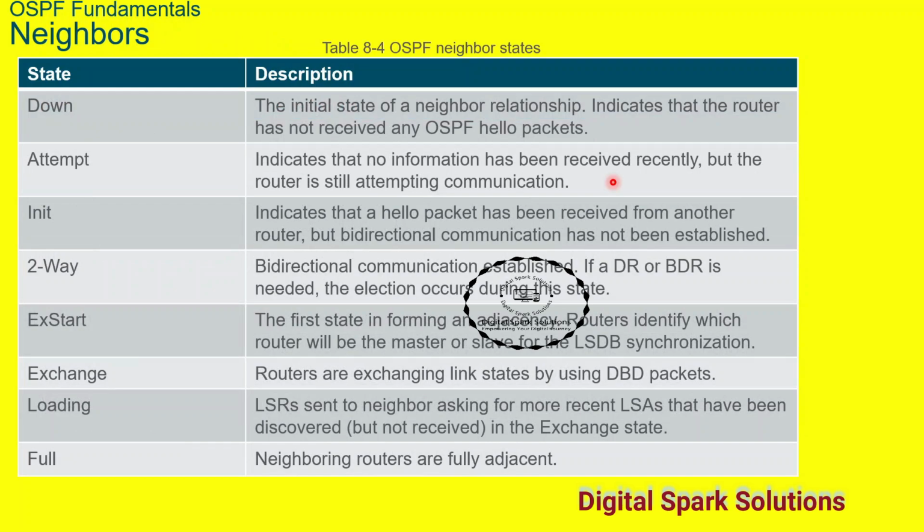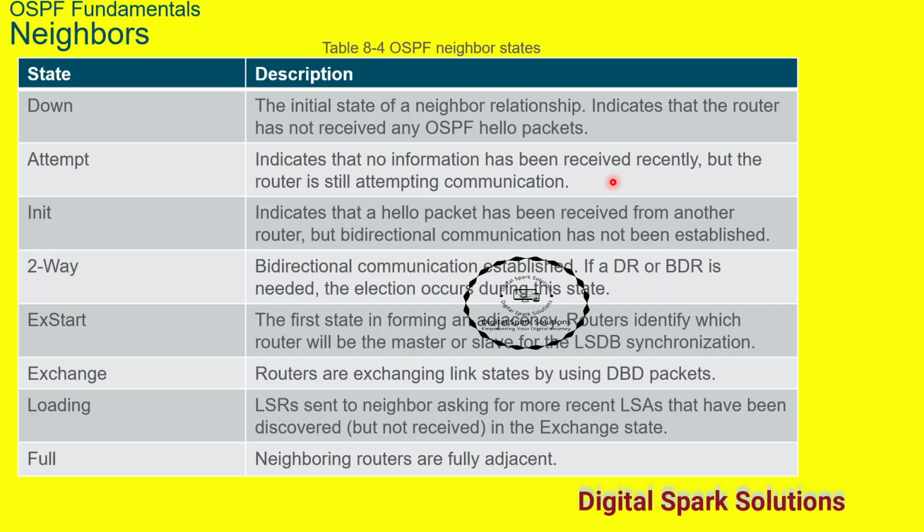Then we observe there are a few states before OSPF is fully operational. We have down state, attempt state, init state, two-way state, exstart, exchange, loading, and finally full state. Down is the initial state of the neighbor relationship. It indicates that the router has not received any OSPF hello packet.